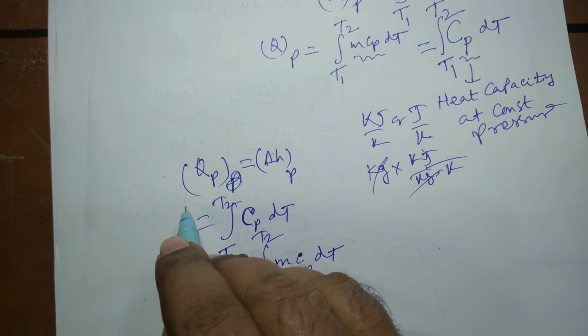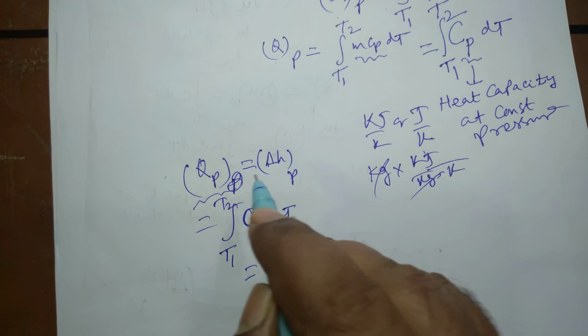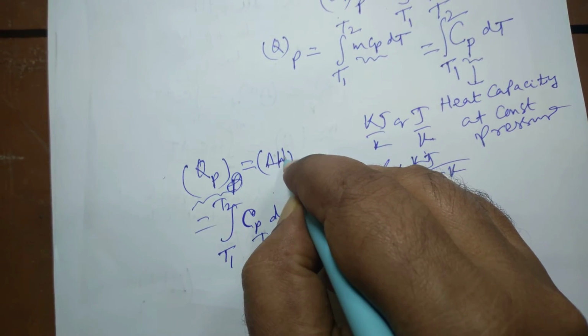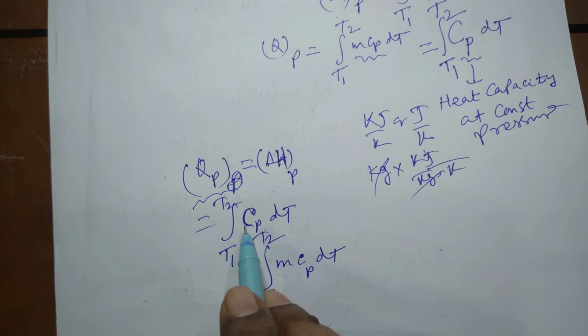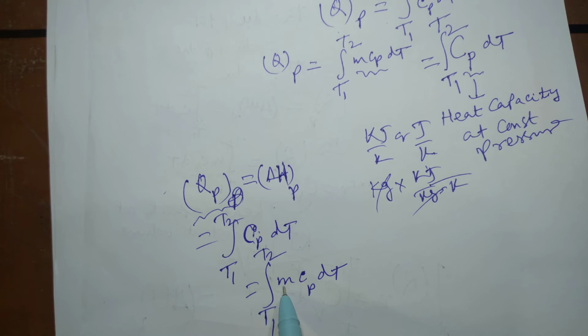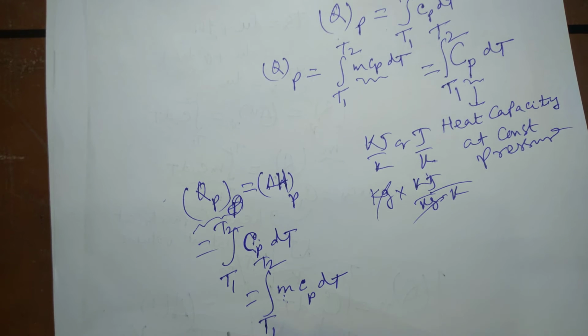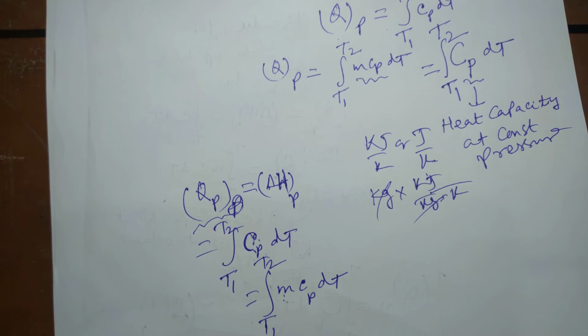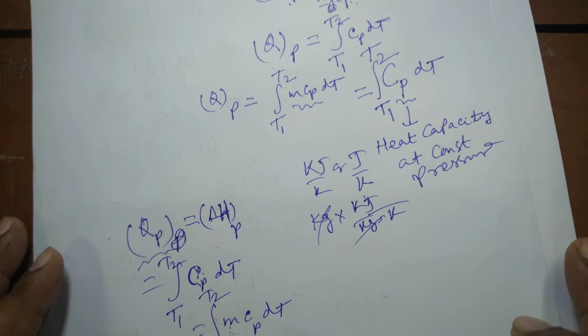So the heat added to the closed system during a constant pressure process increases only the total enthalpy. So this is capital Cp. If the mass of the system is m, then capital Cp is equal to the product of mass and small cp. So heat added to a system during a constant pressure process increases the total enthalpy of the system only, and heat added to a system during a constant volume process increases the internal energy only.